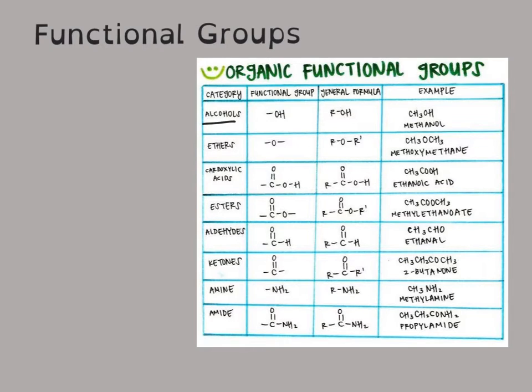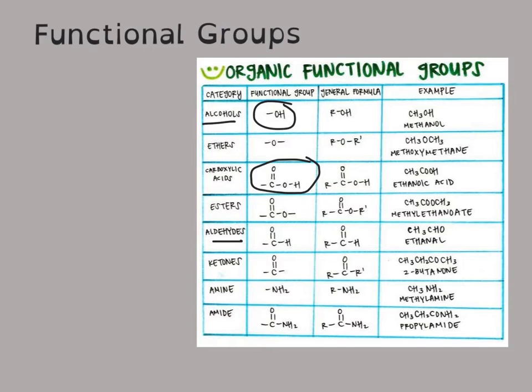When you add an OH on the end, you change the ending to OL. Another common one is carboxylic acids. You can see here it is a C double bond O and then an OH on the end, and so that changes the ending to anoic acid. Aldehydes are just a double bond O with an H, and that changes the ending to AL, so ethanal.